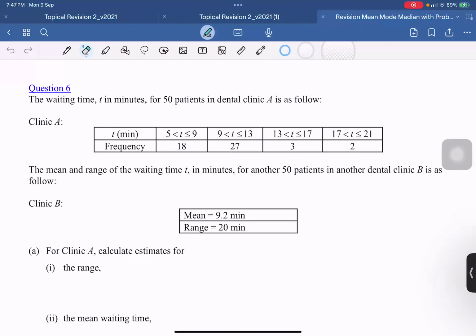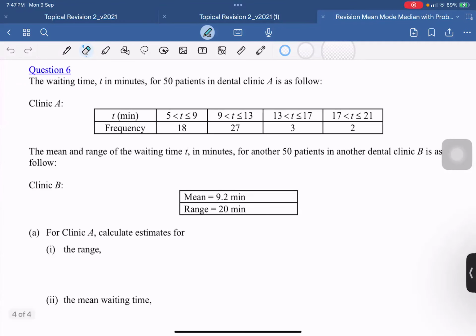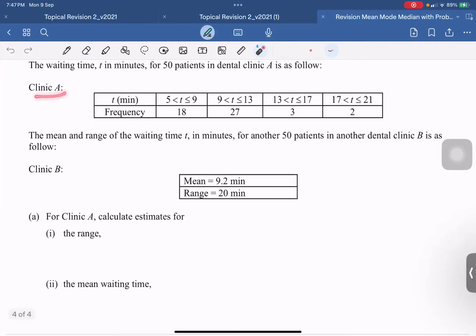Okay, hi. Today I'm going to go through this question on comparing mean, and how do you find the estimated mean? So for question number 6, first thing, what do we notice? This is the waiting time for patients in a dental clinic. There are different timings given in the table, one for clinic A and one for clinic B, the mean and the range.